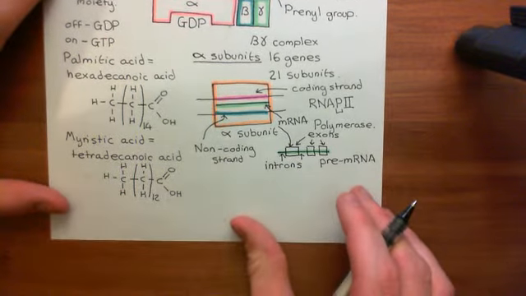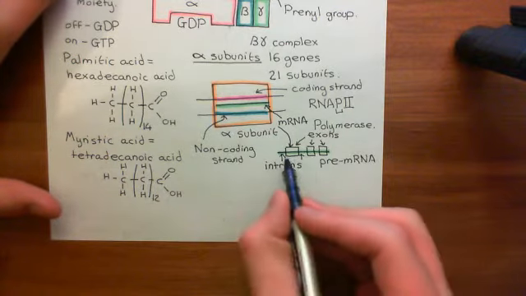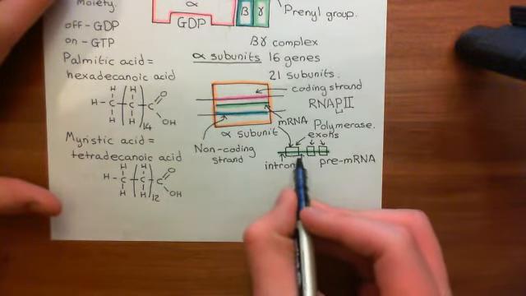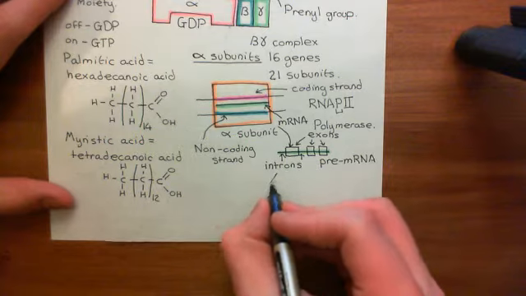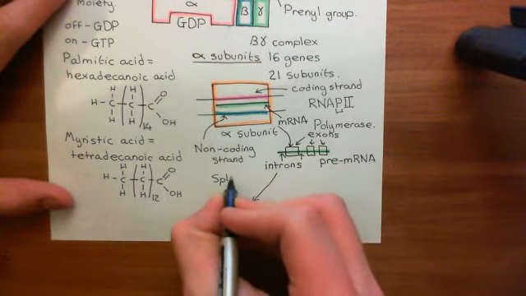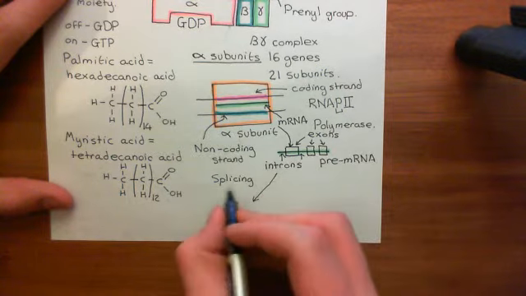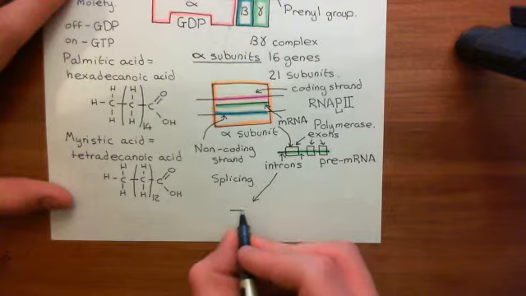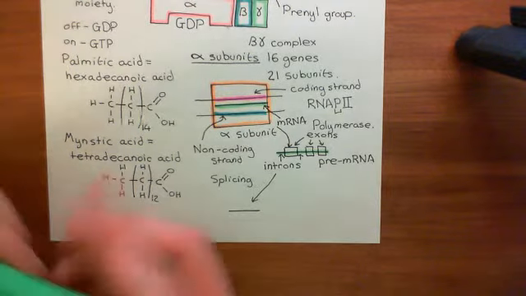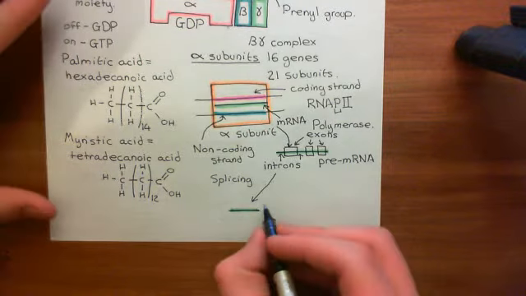So, in a pre-mRNA, you'll have exons and introns, and before we actually translate and produce a piece of protein, we need to cut out the introns and then stitch the exons back together. And this process of cutting out the introns and then sticking the exons back together is known as splicing. And you then end up with a shorter piece of mRNA, shown here, that is called the mature mRNA.